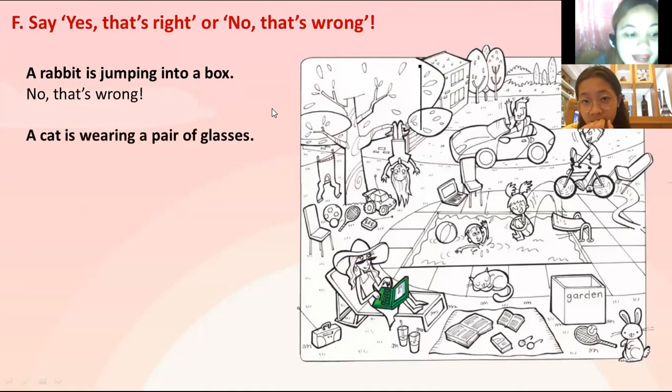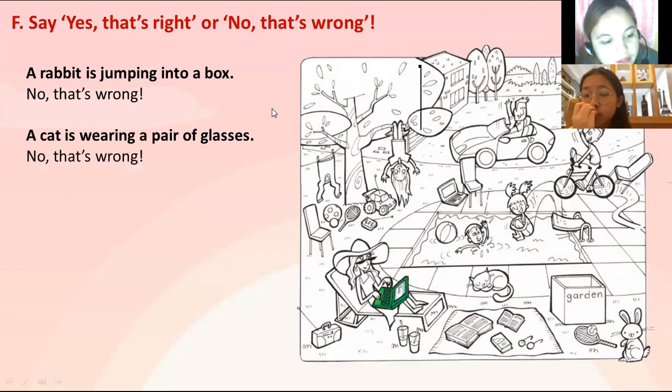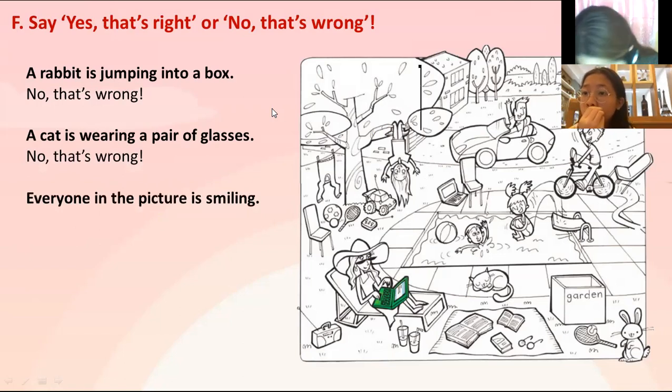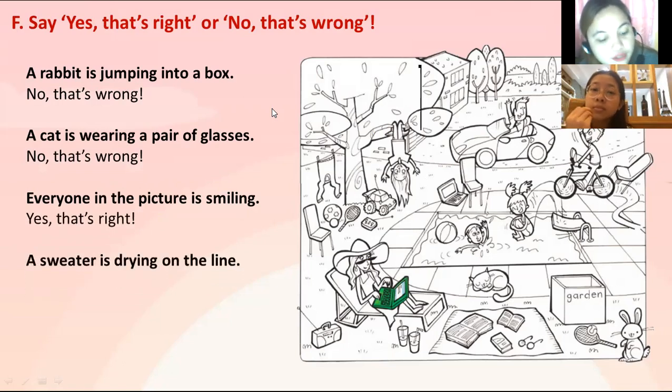Next one. A cat is wearing a pair of glasses. No, that's wrong. Next one. Everyone in the picture is smiling. Yes, that's right. Next one. A sweater is drying on the line. Yes, that's right. Last one.